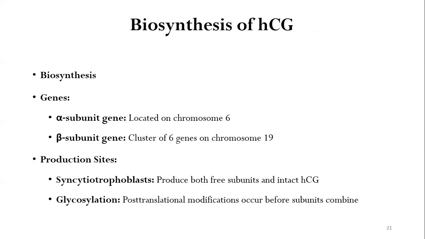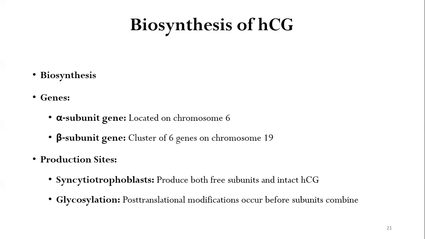It features two N-linked oligosaccharides and four O-linked oligosaccharide units. Now, how is HCG synthesized? The alpha subunit gene is located on chromosome number 6, and the beta subunit gene is actually a cluster of several genes, and this cluster is located on chromosome number 19.